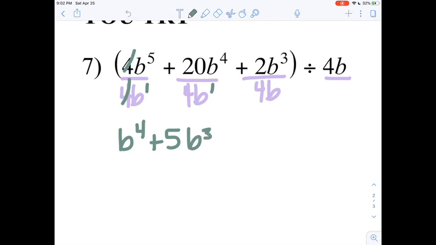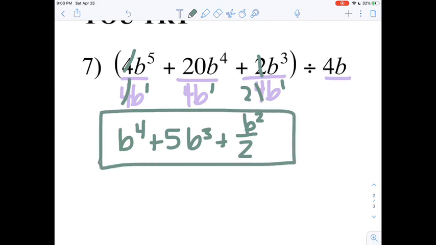And then 2 over 4, that becomes 1/2. Not 2 over 1, it's 1 over 2. And then 3 minus 1, that's 2. So that's B squared up top, and then there is your final answer.